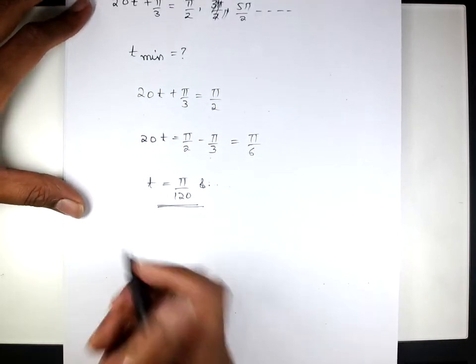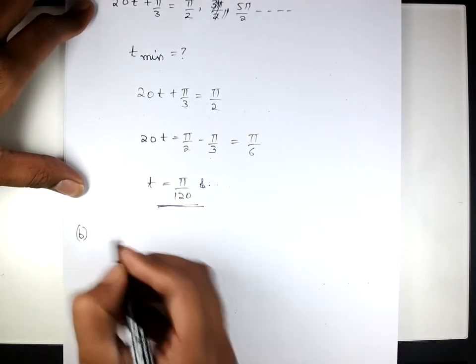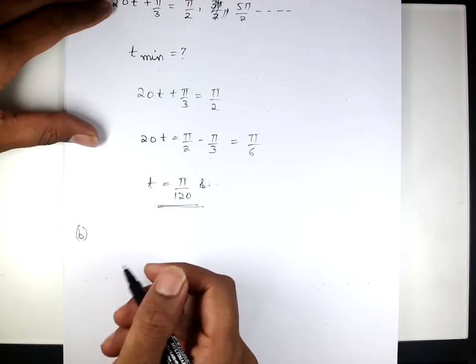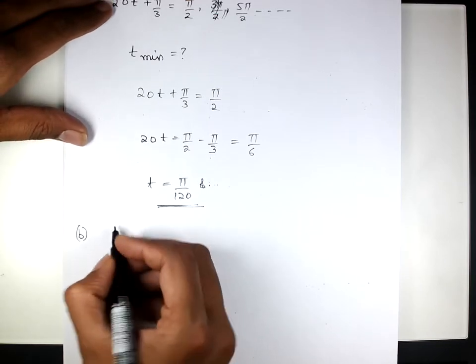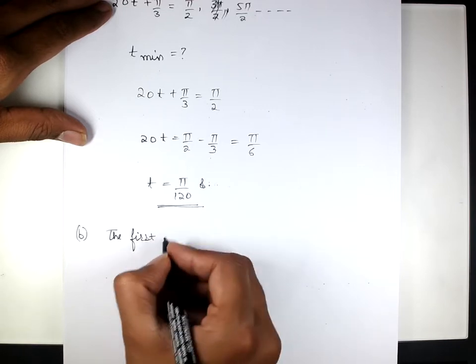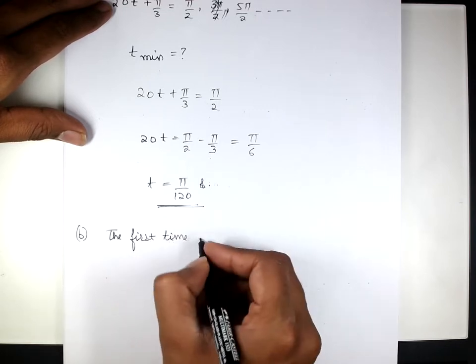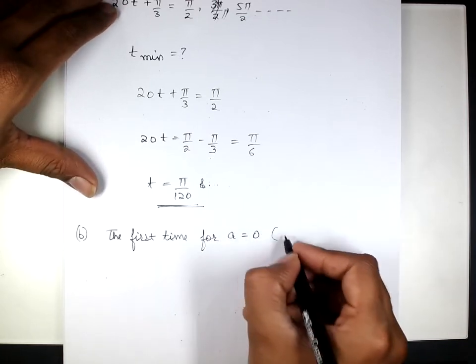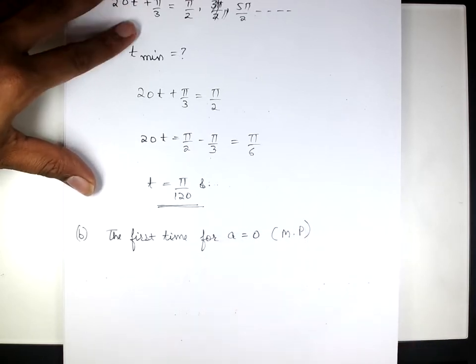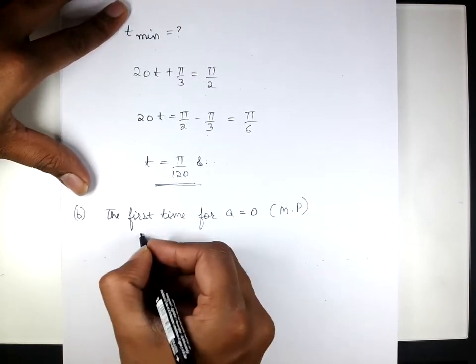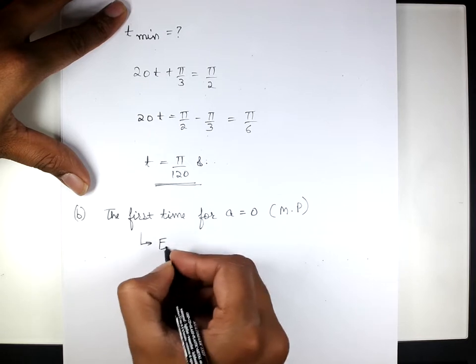In the second part, what do we do over here? Let's check it out. In the second part of the problem, we have been asked the time at which the acceleration becomes 0 for the first time. The first time for which a comes out to be 0. This happens at the mean position. So basically he is asking for the first time when we reach the mean position.